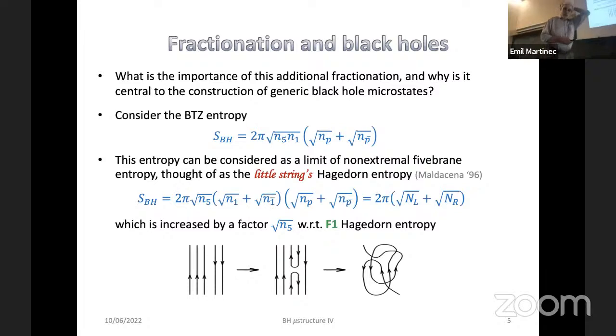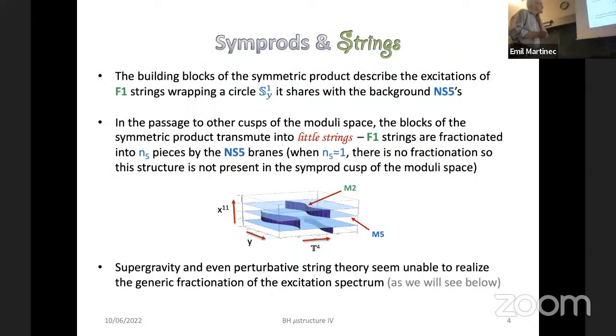Now, why is this fractionation important? It's important for thinking about the entropy of the generic black hole microstates. So if we think about the BTZ entropy, it goes like the square root of n5 n1 times the square root of the number of momentum and anti-momentum excitations. At least one can write it this way; this is basically the Cardy formula for the CFT2. But that expression for the non-extremal entropy of the system has an extension to this system of 5-branes carrying fundamental strings bound to them.